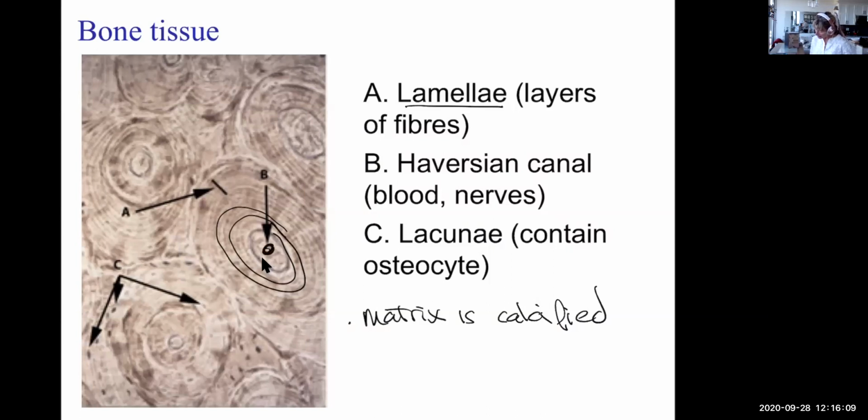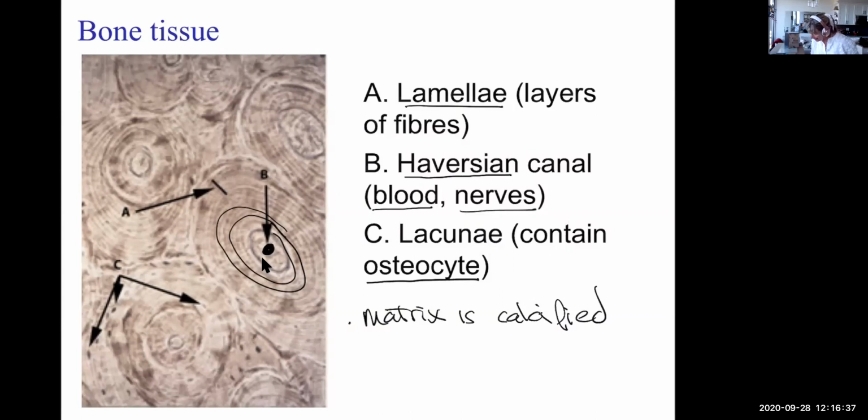Inside here is a canal called a Haversian canal. So these cells, they are called osteocytes. They make the mineral matrix, and lay it down outside them. But they require blood and they require nervous stimulation. So that's provided by the Haversian canal, blood and nerves.